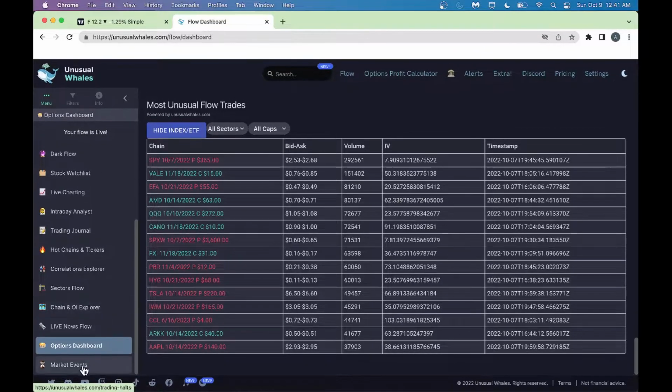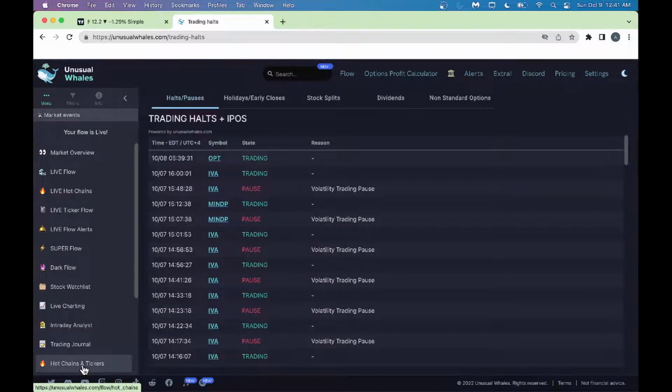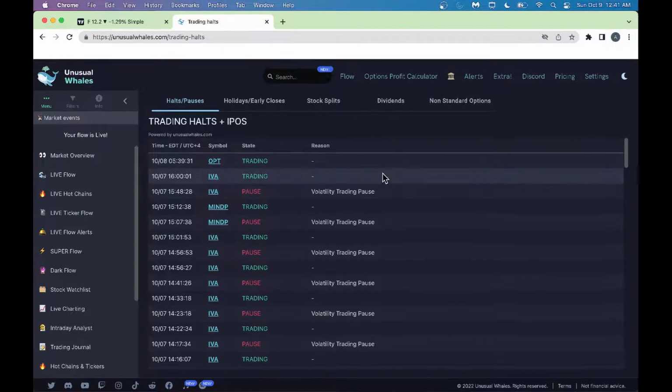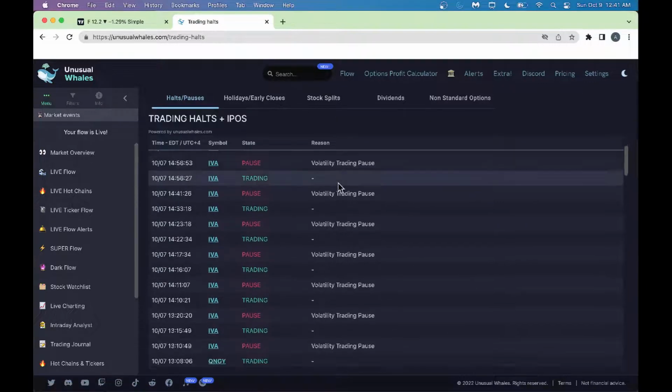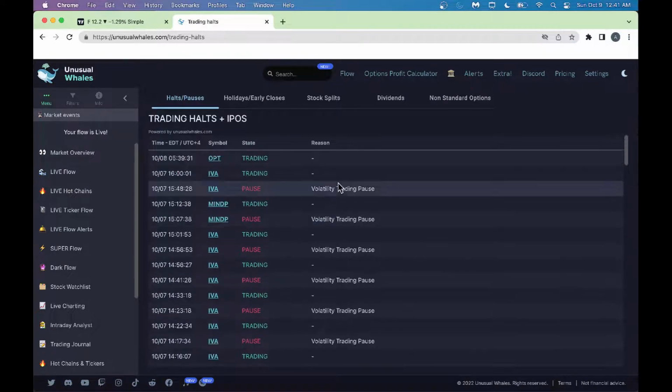And then you got market events. For example, you don't know what to trade. You want to look at maybe halts and passes, holidays and close. You get some market type events in this one here. So these are some good features here.